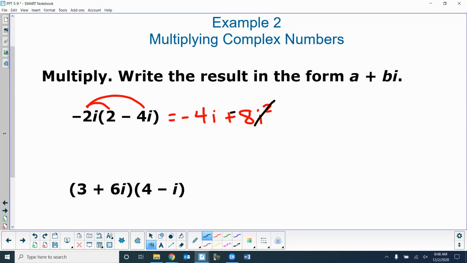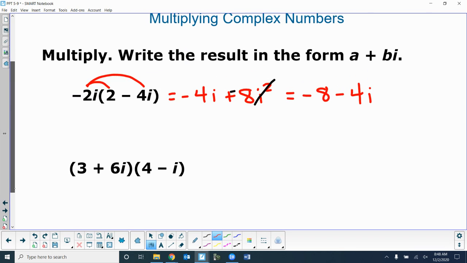So now we're supposed to put it in this form, right? Real part in front, imaginary part in back. So my answer should look like what? -8 minus 4i. Yes. That's how it should look. Real part's -8, imaginary part's -4i. We good so far?